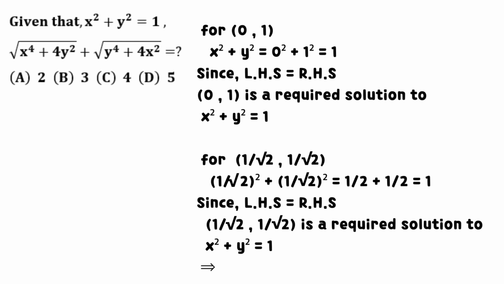For inverse of square root of 2 and inverse of square root of 2, the sum of the square of inverse of square root of 2 and the square of inverse of square root of 2 equals the sum of half and half, which equals 1. Since LHS equals RHS, inverse of square root of 2 and inverse of square root of 2 is a required solution to equation 1, as shown on the screen.